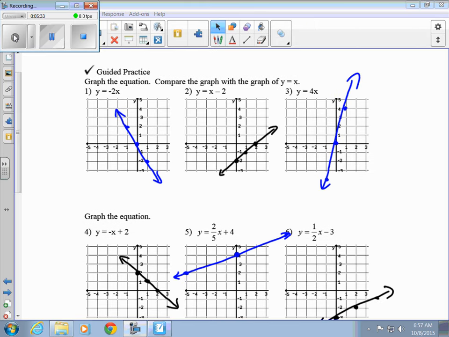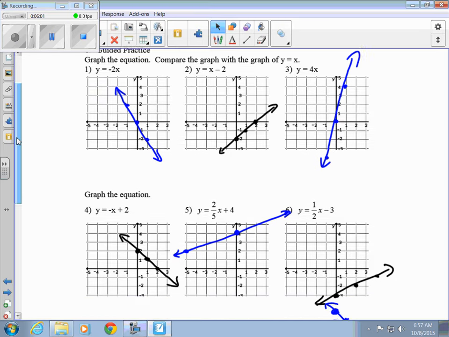So here are the answers to each of these guided practice. Now remember also, and I didn't write this down here, but you also have to compare them with the parent function. So in example 1, you'd say they have the same y-intercept, but this graph has a slope of -2 instead of 1. Number 2, they have the same slope, but this one has a y-intercept of -2 instead of 0.